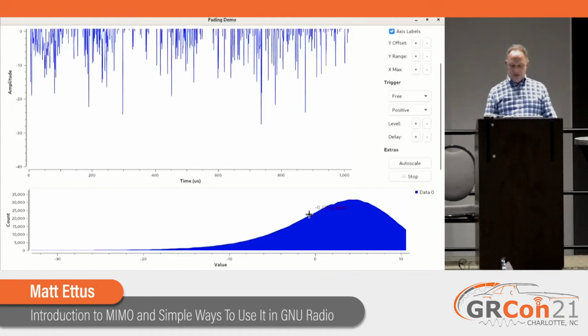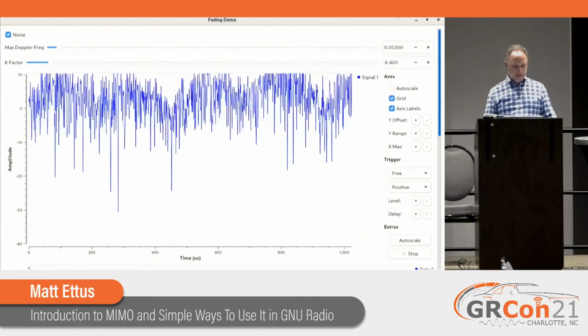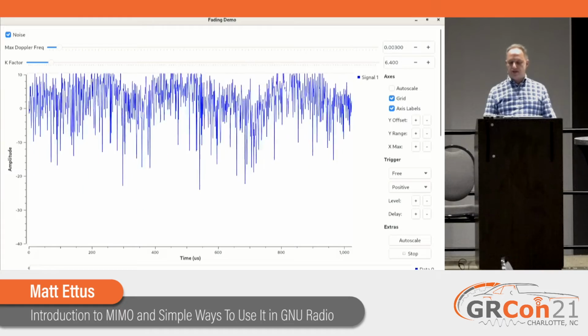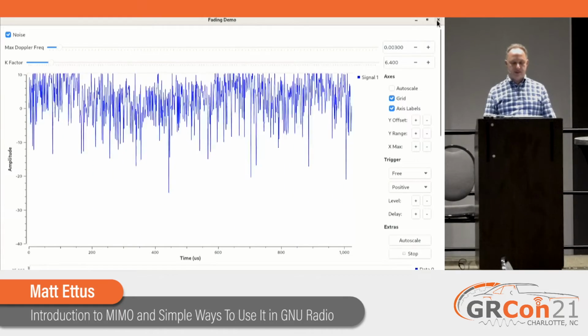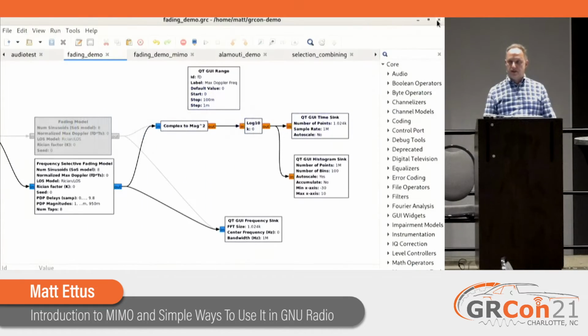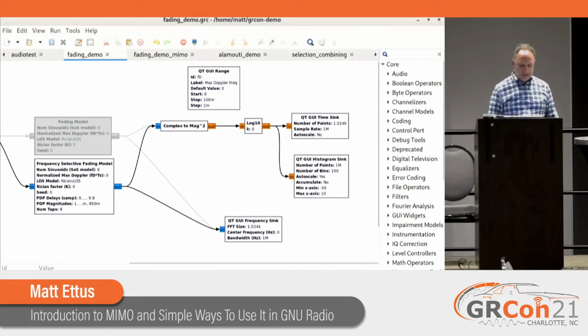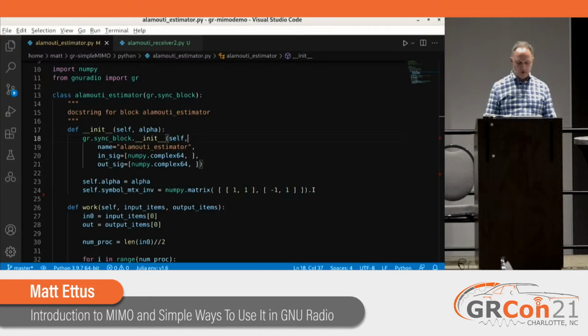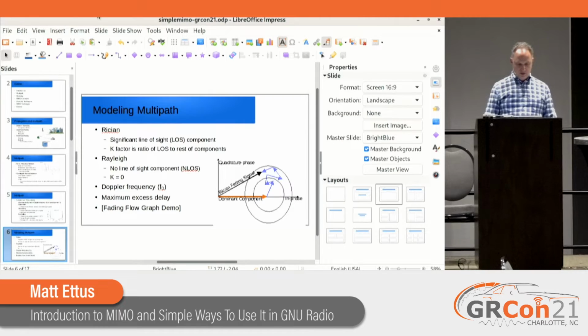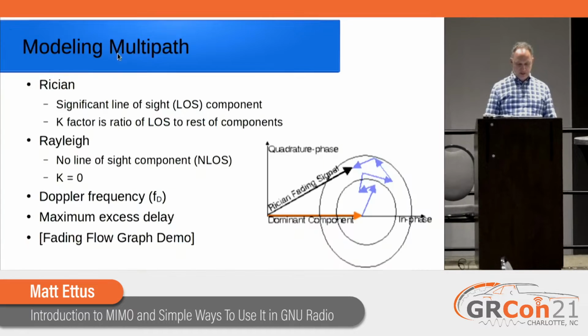Again, we have the same distribution here and the same dependence on K factor, but now it's frequency selective. That's actually going to be the last frequency selective case that I show during this demo. Everything else is going to be frequency flat because we'll assume you used OFDM or some other technique to flatten it out. Okay, so that's how we model multipath.